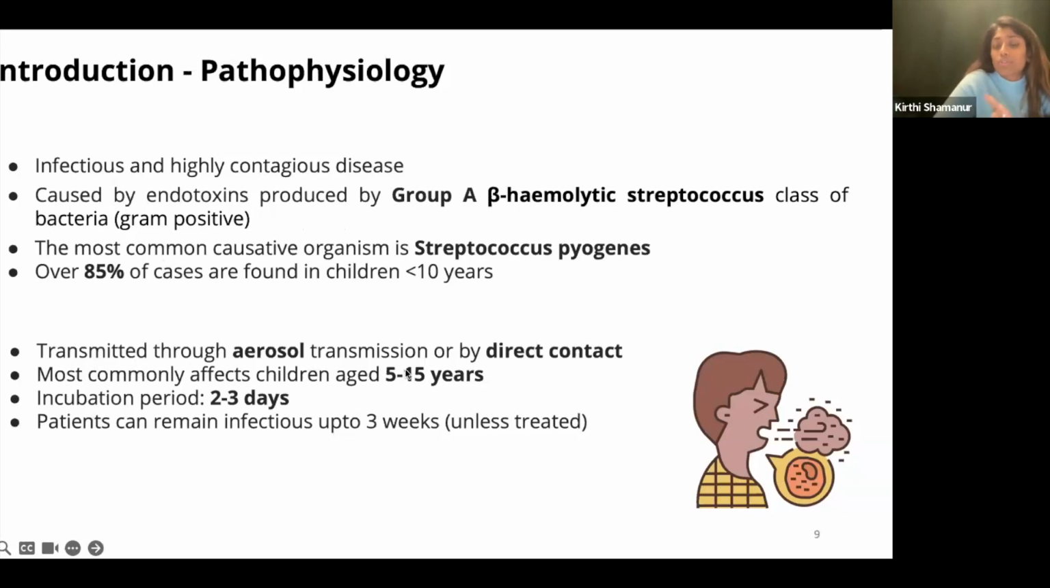It's transmitted through aerosol transmission or even just by direct contact, almost skin to skin, and it most commonly affects ages 5 to 15 years. The incubation period is 2 to 3 days, and you can remain infectious up to 3 weeks, and that's why treatment with antibiotics is very important, because it cuts down that infectious period by a lot.